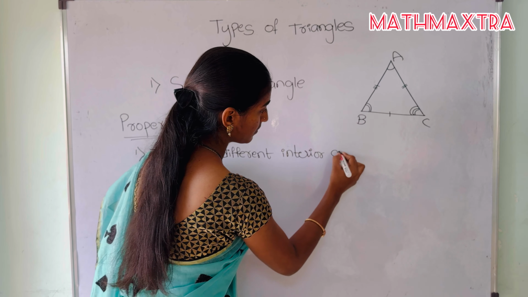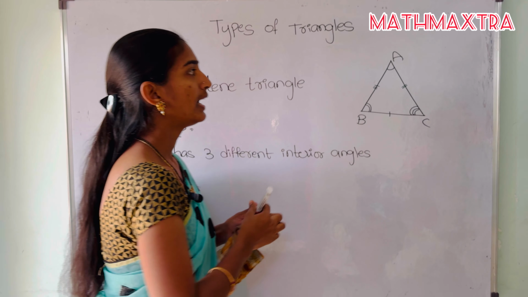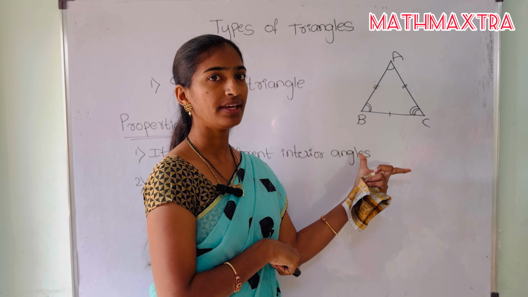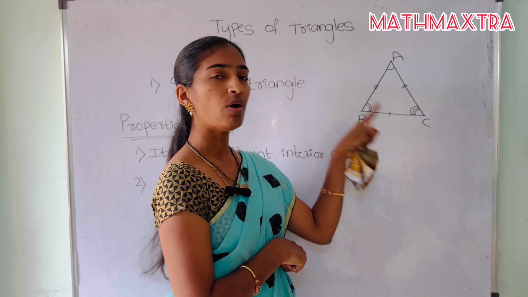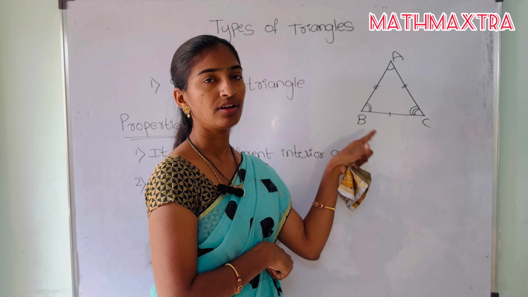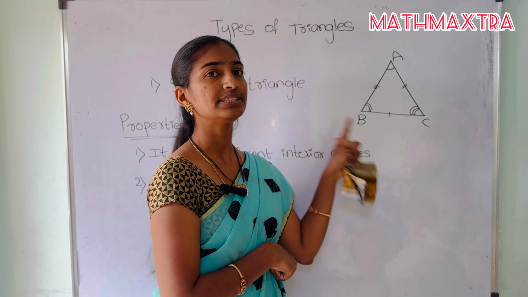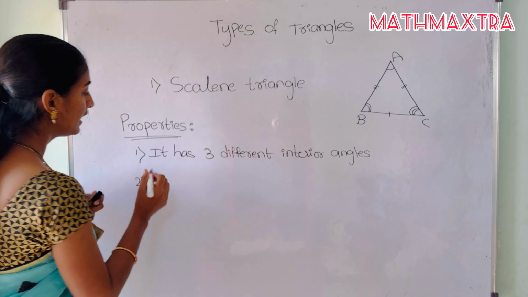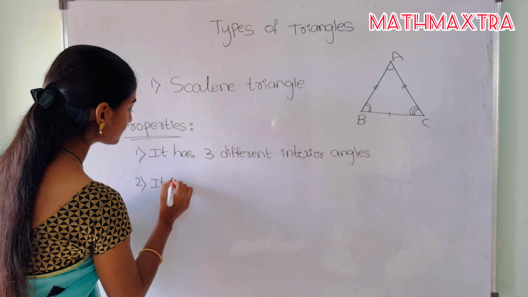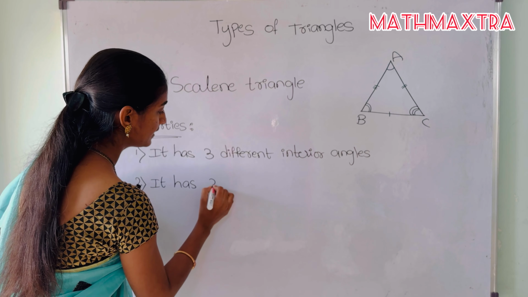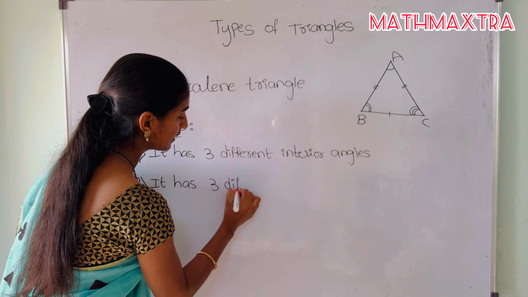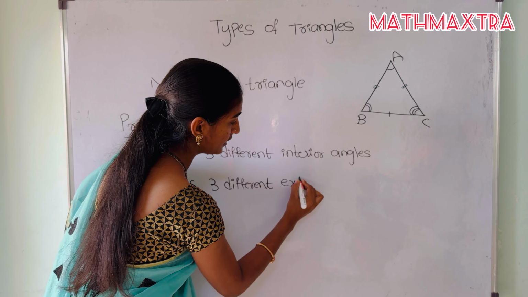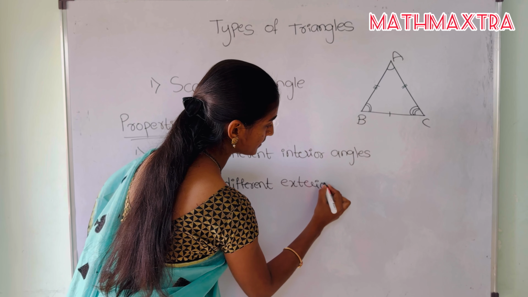And the second property is, we know at each vertex there is a chance of having an exterior angle. So if all the three interior angles are different, we can easily say all the three exterior angles are also different. That is the second property. It has three different exterior angles.